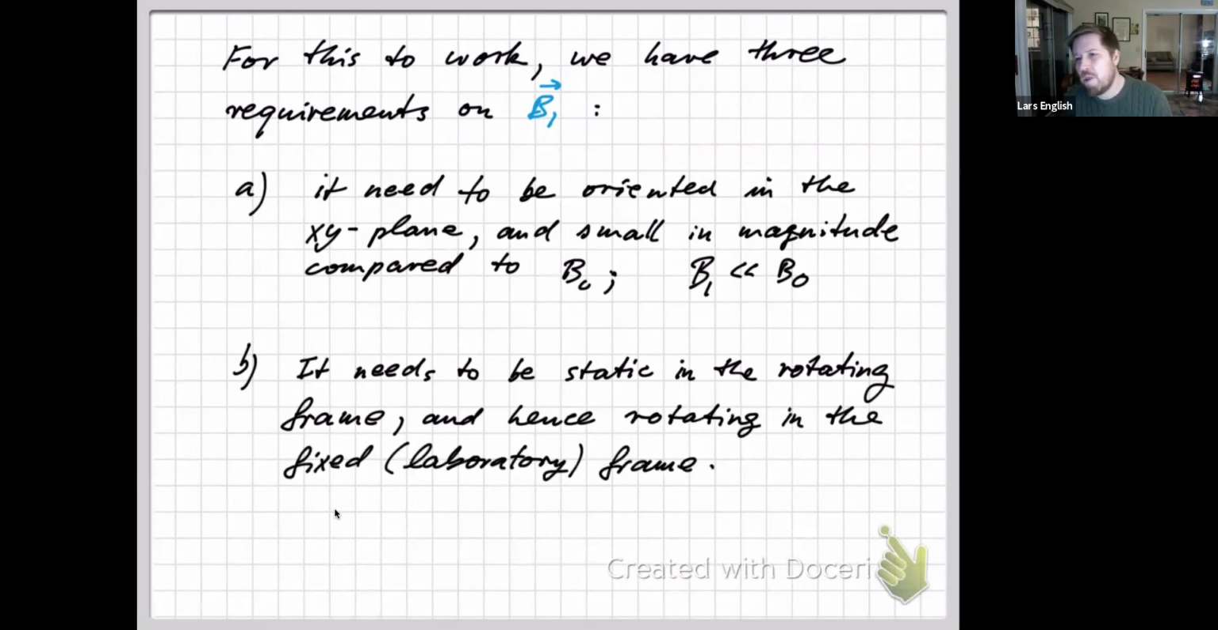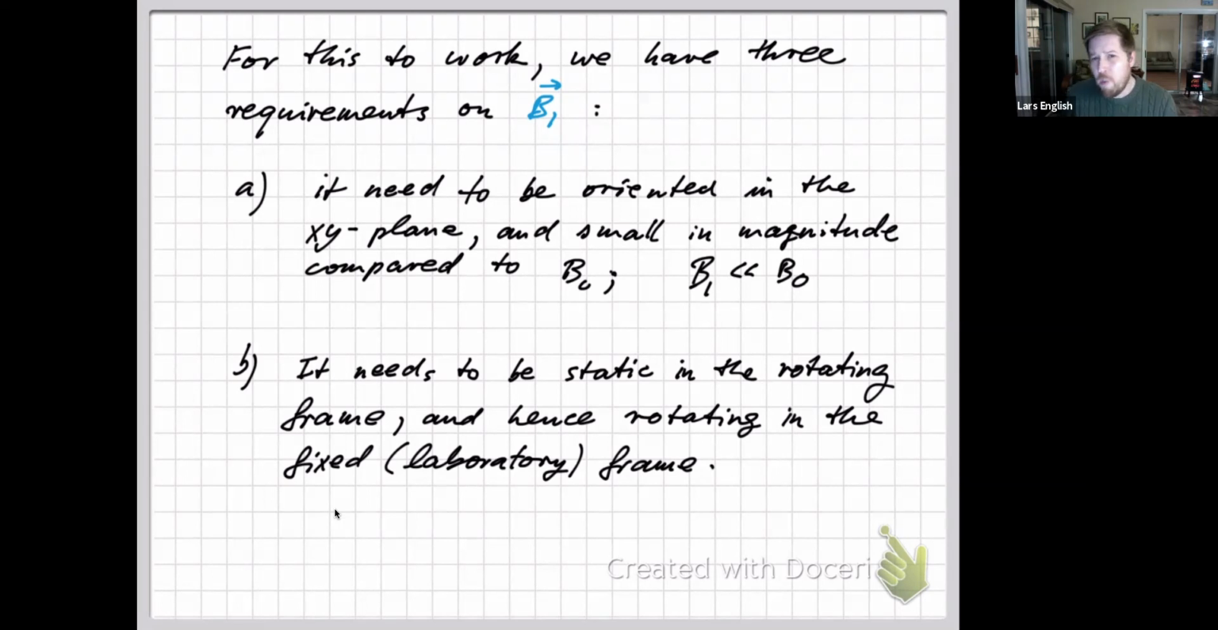It needs to be static in the rotating frame. Why? Because in that frame, the mu will just precess about that static B1 axis, and therefore we tilt down into the xy plane. So the B1 has to be static as seen from the rotating frame. And what does that mean? Well, that means it has to be rotating in the fixed laboratory frame. If it's going to be static as viewed from a rotating frame, then it's rotating as seen from the static laboratory frame of reference.